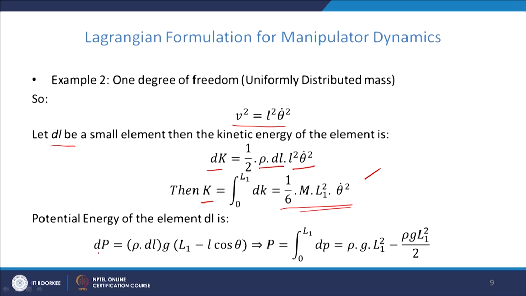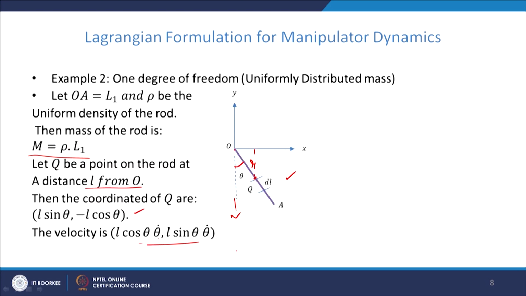Similarly, the potential energy: the mass is rho into dl, gravity is g, and the height from that point.